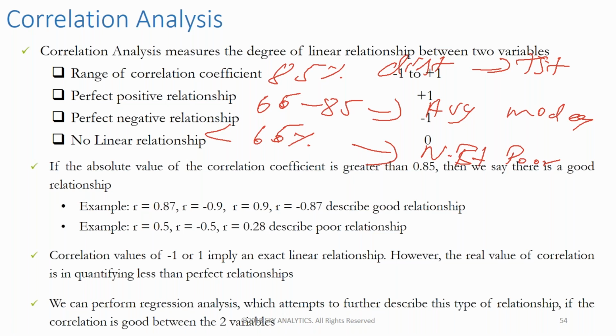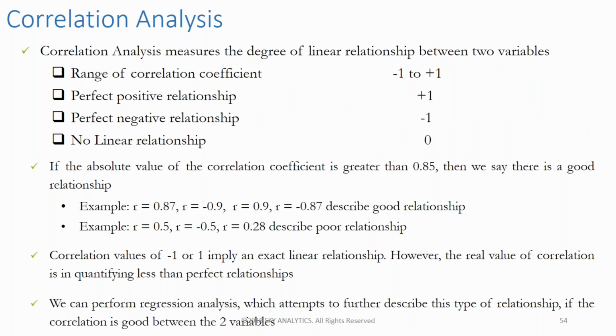Whatever I have explained, that has been noted over here. If your R value is greater than 0.85, it is called strong. If the value is between 0.65 to 0.85, positive or negative. Yes, if the R value is less than 0.65, it is poor correlation.